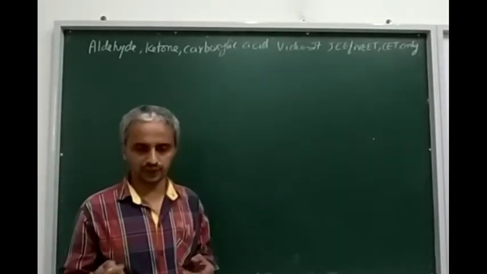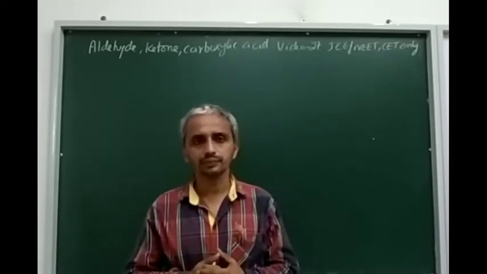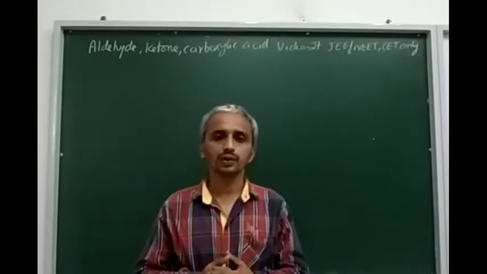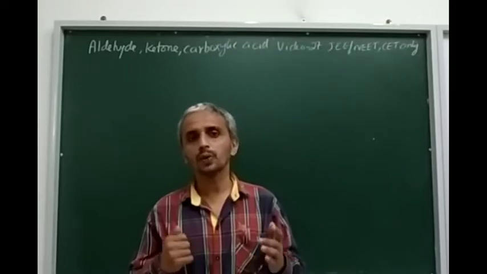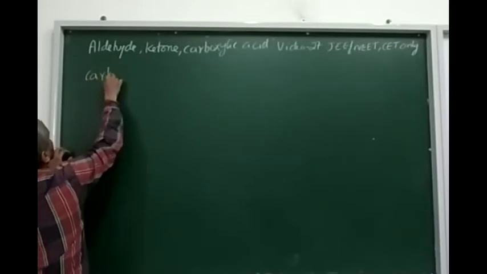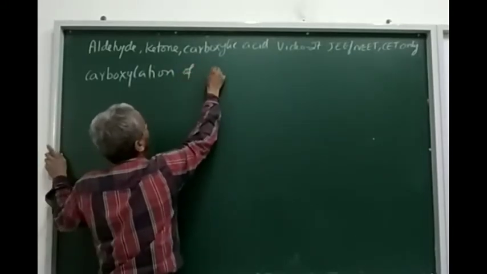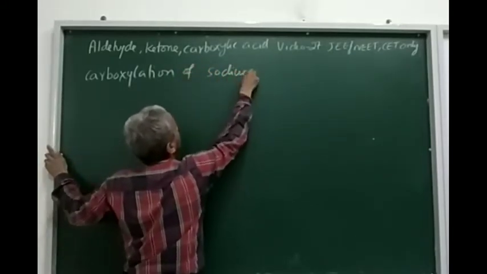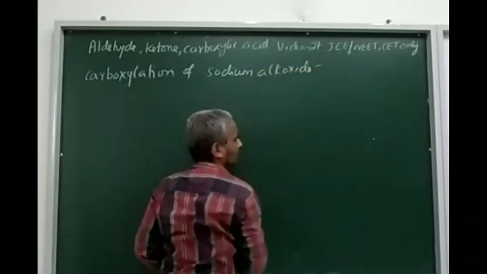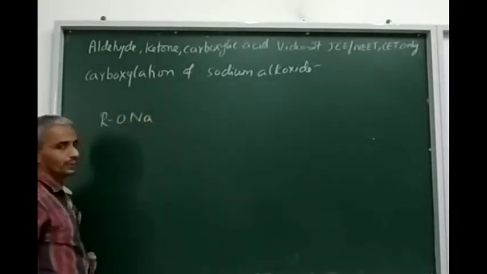The first method: we can get the carboxylic acid by carboxylation of sodium alkoxide or potassium alkoxide. What is sodium alkoxide? RONa. This is the sodium alkoxide.